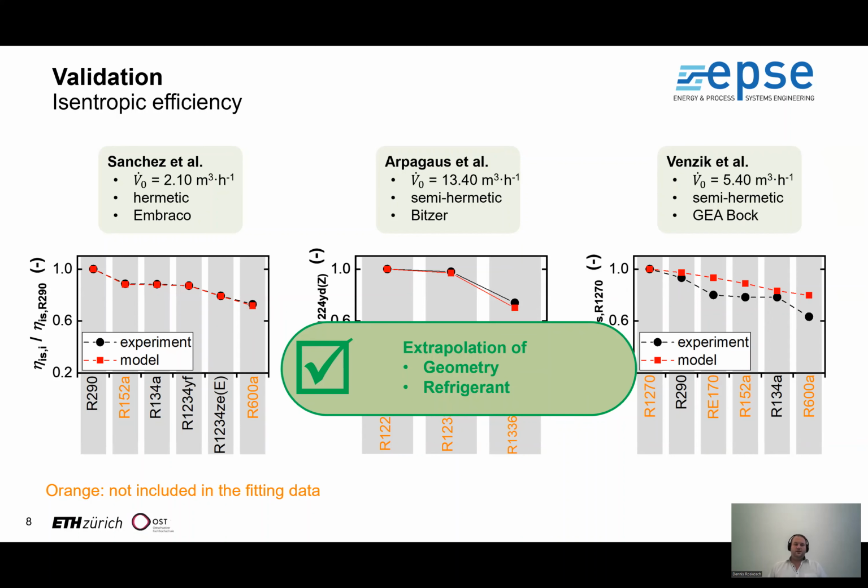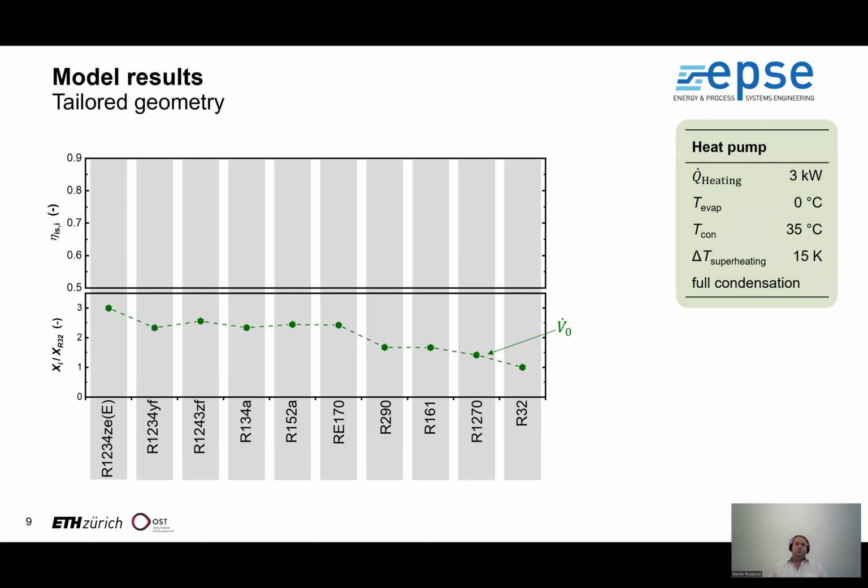So let's come to the tailoring, and we start with geometry. Our case study is a heat pump for residential heating that shall achieve a heating power of 3 kilowatts for all refrigerants. And due to the differences in density, for each refrigerant, a different displacement is required to fulfill the 3 kilowatts heating power. And the required displacements are drawn here. And for example, you see R32 needs the smallest, and R1234ZE the largest displacement.